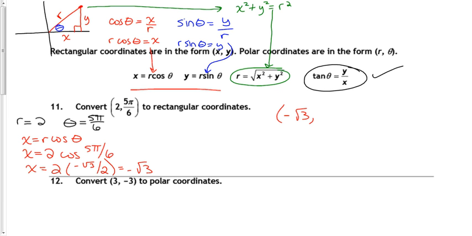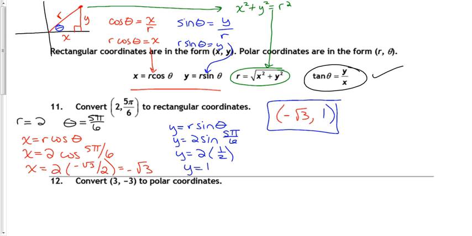Now I need to find the y-coordinate. So y is going to be r sine theta, and so y is going to be 2 sine of 5 pi over 6. And again, we need to know the sine of 5 pi over 6 or the sine of pi over 6. And note that sine will be positive where 5 pi over 6 falls. So I have 2 times 1/2, and y is going to be 1. So the y-coordinate is 1. And this is that polar coordinate turned into rectangular coordinates.